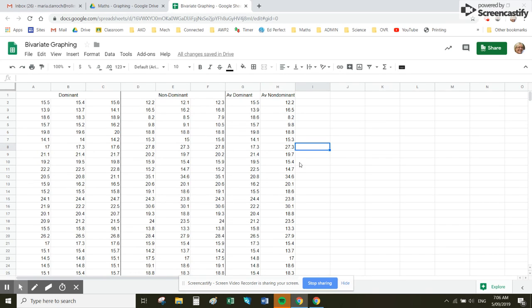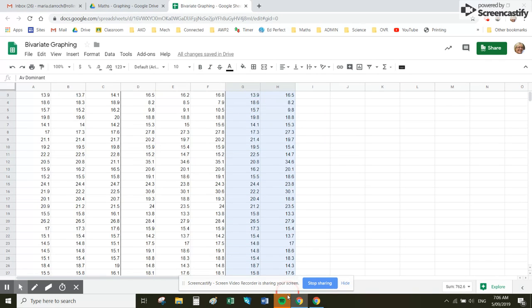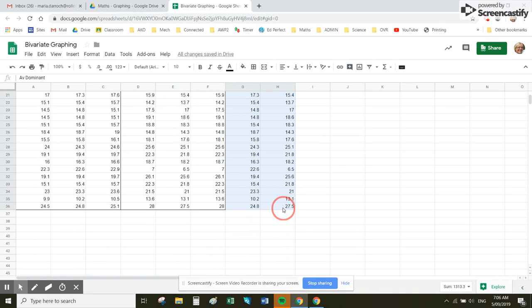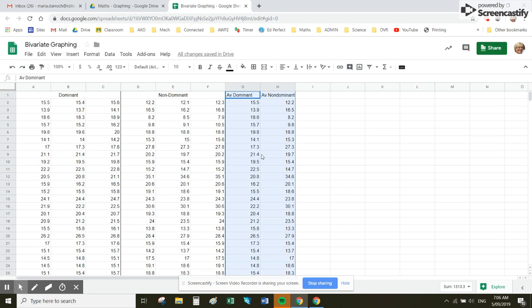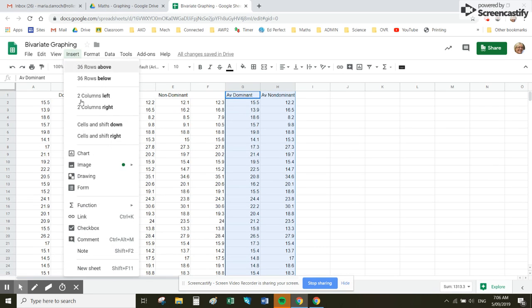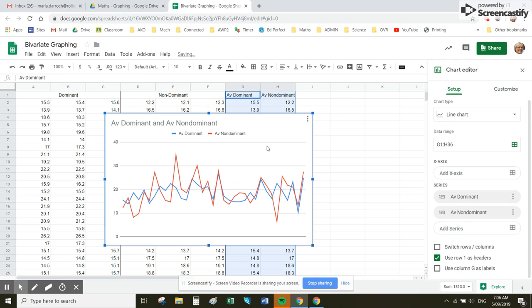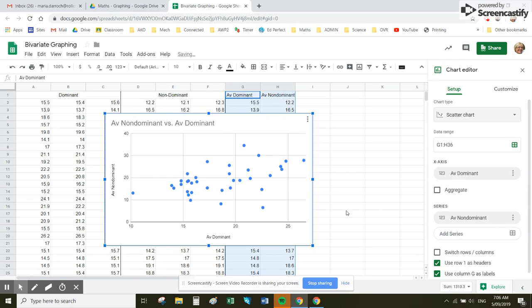So once I've got my data, I'm going to highlight the whole lot of the data, including the titles. Okay, and then I go Insert Chart. And I don't want a line chart, I want a scatter. So it's got my scatter graph here. If you end up with 2 lots of dots, red and blue, then it's done something wrong.